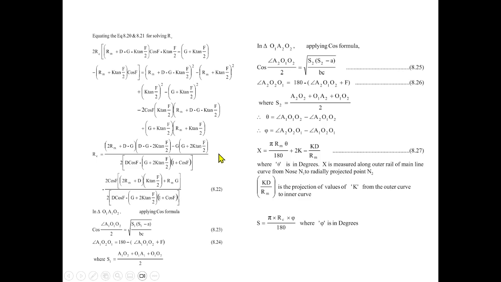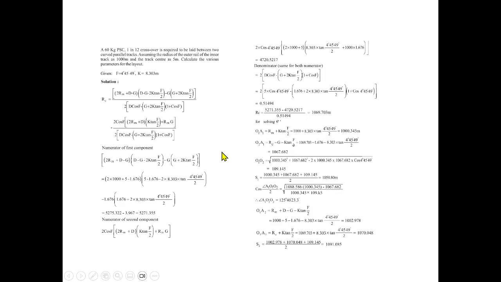With that, we will be able to fix the geometry on the ground as well as the crossover, as far as curved parallel tracks are concerned. Okay, we'll see the example also. Here, a 60 kg PSC 1:12 crossover is required to be laid between two curved parallel tracks. Assuming the radius of the outer rail of the inner track as 1000 meter and the track center as 5 meters, calculate the various parameters for the layout. This you have to find out.